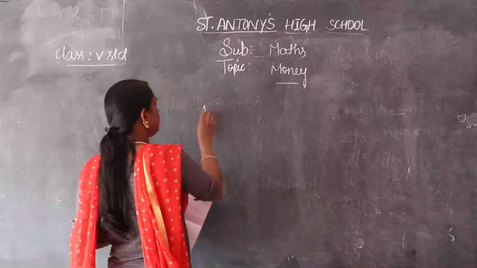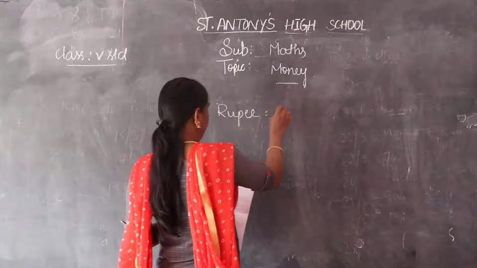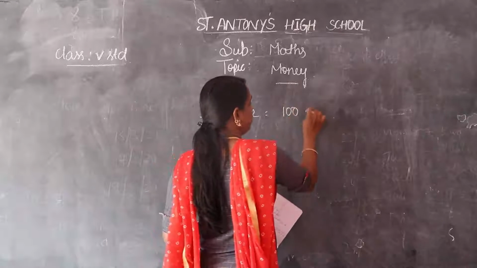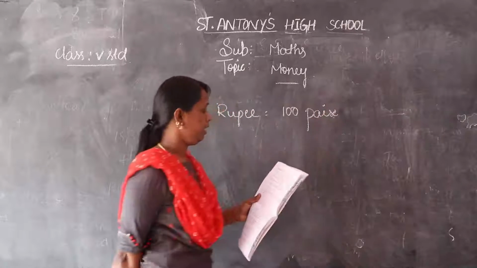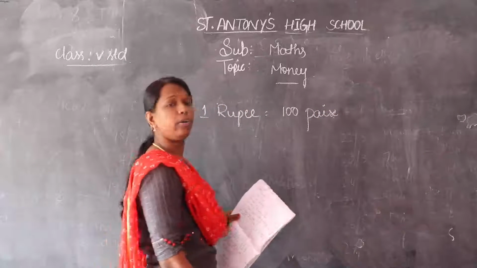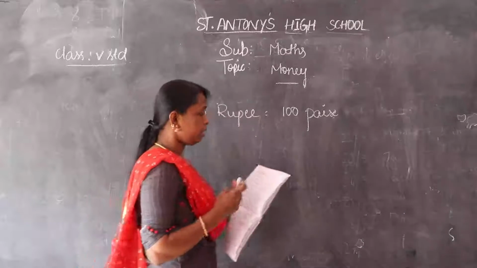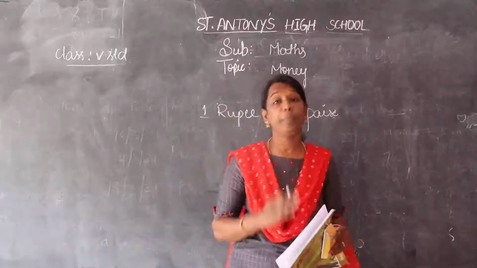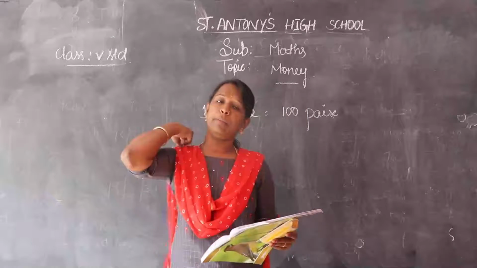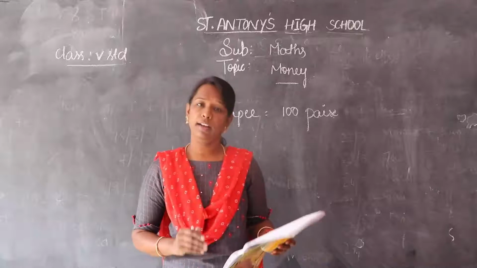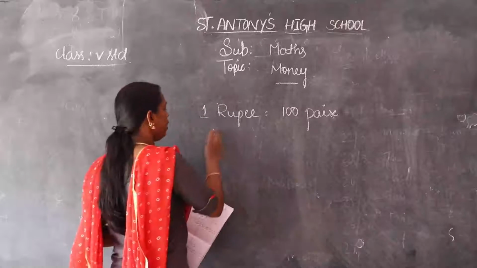We know, children, that 1 rupee is equal to 100 paisa. You have to remember this in your mind. 1 rupee is equal to how much? 100 paisa. In India, the unit of money is rupees. Compared to other countries, we can name it as euro, dollar, like that. In our country, India, the unit of money is what?